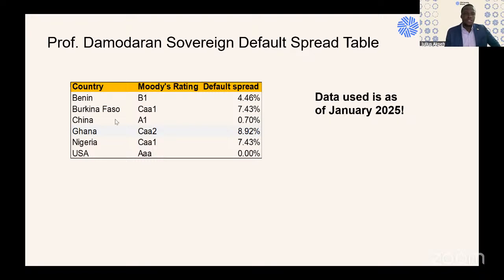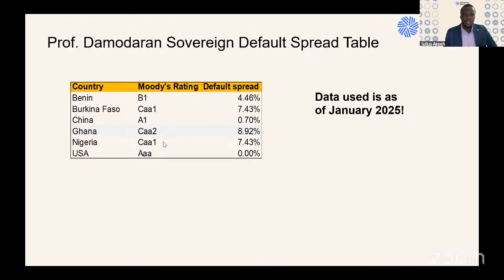And so you see China here. There's something I want to show you. China is A1, 0.7. But US, look at US. US is AAA rated. Look at it, 0.00. No default risk. Okay, no default risk. So 0.00.